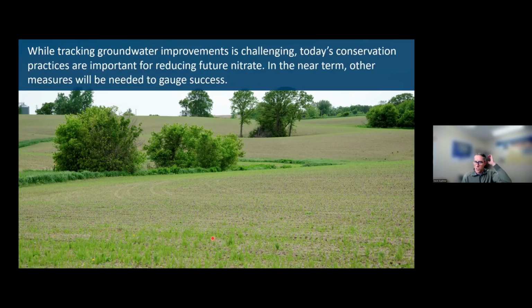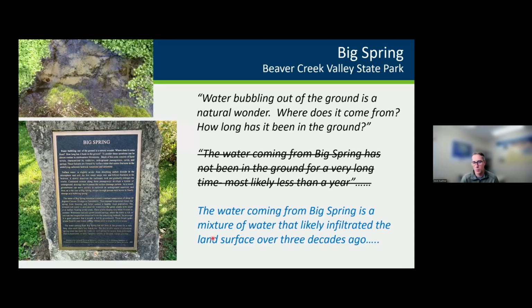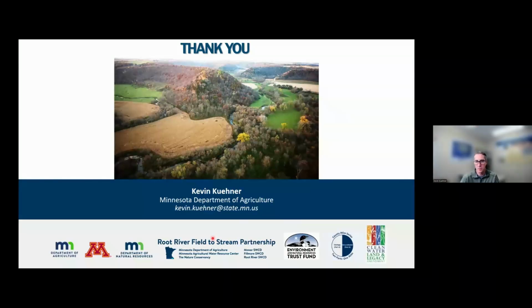But despite all those challenges, it's really important to recognize that anything we can do to reduce nitrogen inputs is really important, and it will affect our future nitrate. But in the near term, we'll have to be thinking about other ways to gauge success. And to wrap it up, going back to Big Spring, if we had to make a slight revision, it's that the water coming from Big Spring is a mixture of water that likely infiltrated the land surface over 3 decades ago. So thank you, Matt, and I'll hand it back to you.